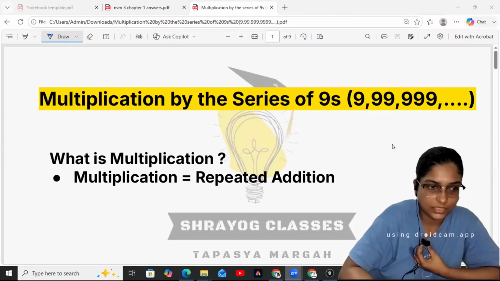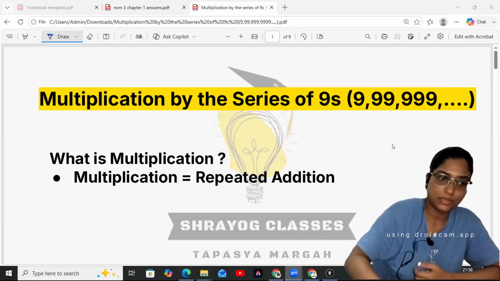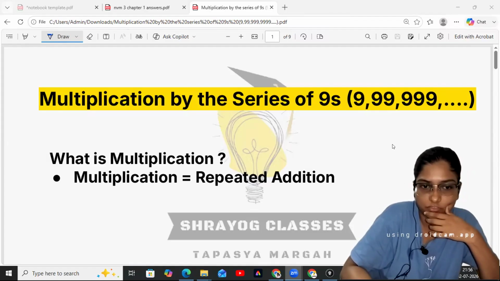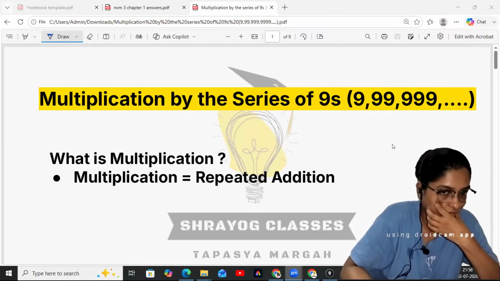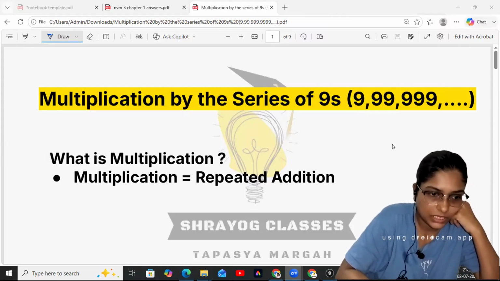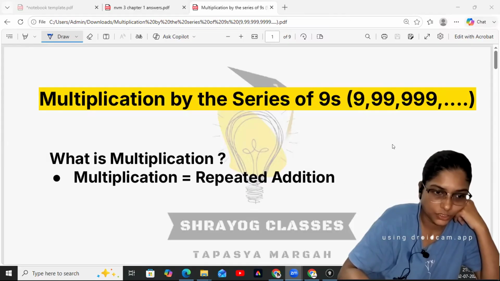So here we'll understand what multiplication is first, before starting with the multiplication by the series of 9 Vedic mathematics trick. What is multiplication? Multiplication is equal to repeated addition. What does this statement indicate?